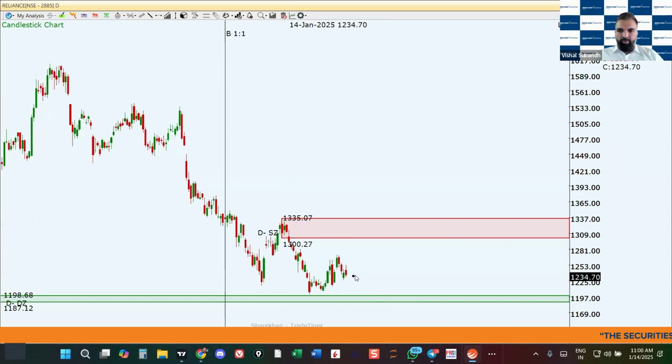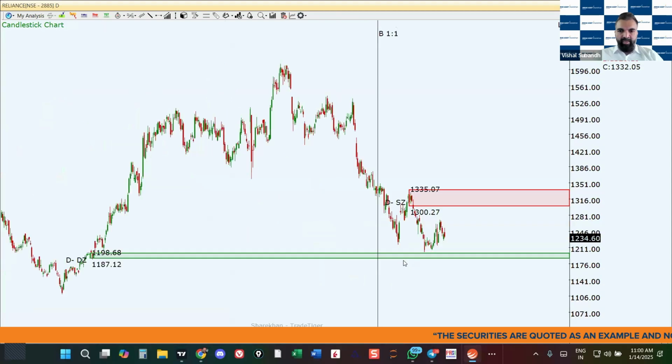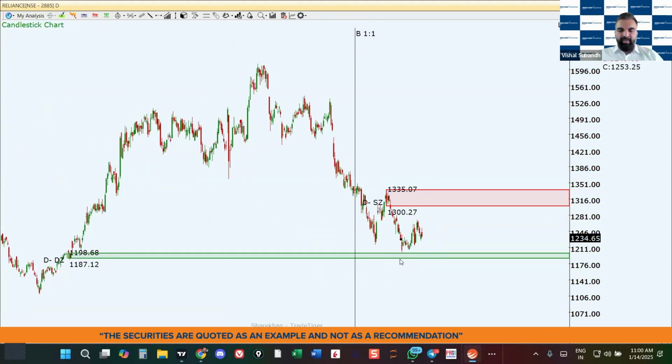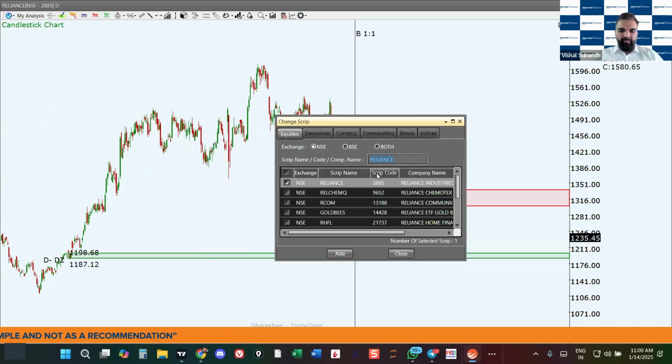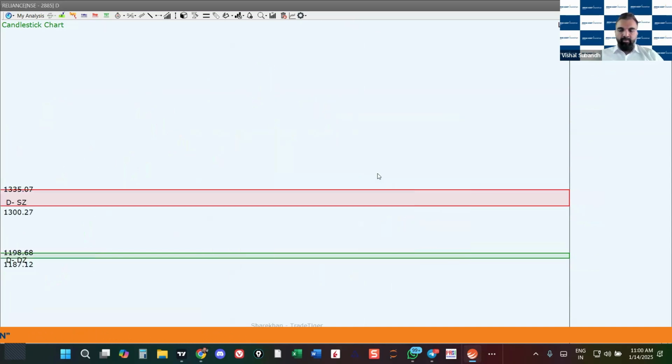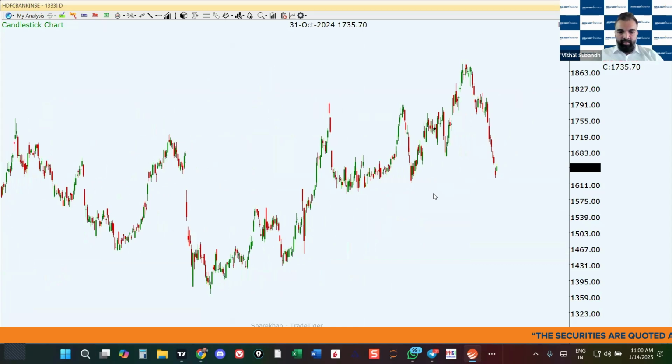Right now, 1234.70 is the current market price. But right now on the price chart, Reliance is suggesting that it is more in a sideways move. So we might expect to see Reliance range bound between 1300 to 1335 supply and between 1200 to 1187 demand. Okay, let's move on now to HDFC Bank. Let's see what HDFC Bank is. So let's start off with the monthly chart on HDFC Bank.